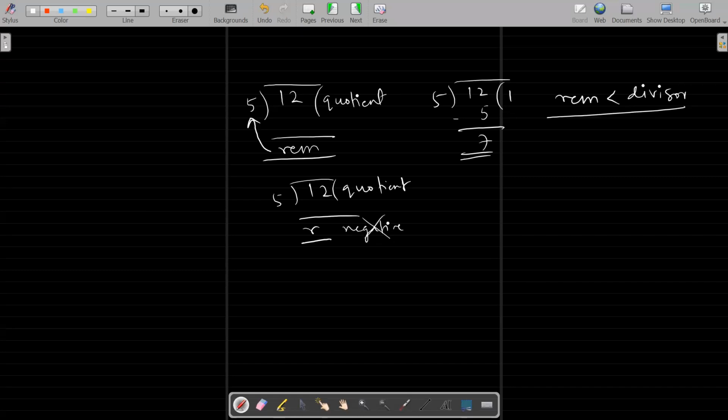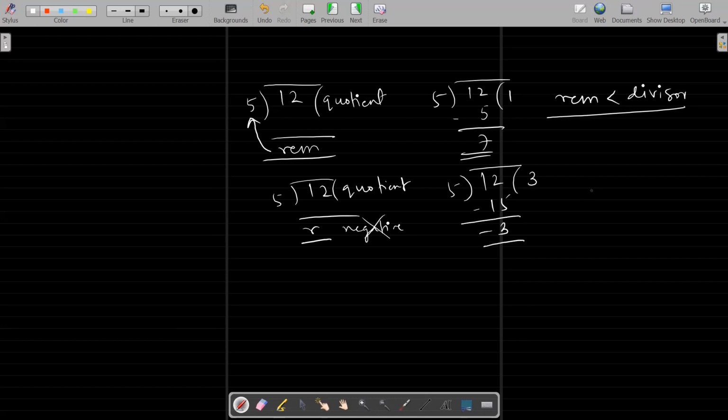So I should not go below 12. Right? Or in fact, rather than below 12, I should say above 12. So for example, when I divide 12 by 5, if I write the quotient as 3, it's 5 3s are 15 and I'm going above 12, so that my remainder is negative, minus 3.